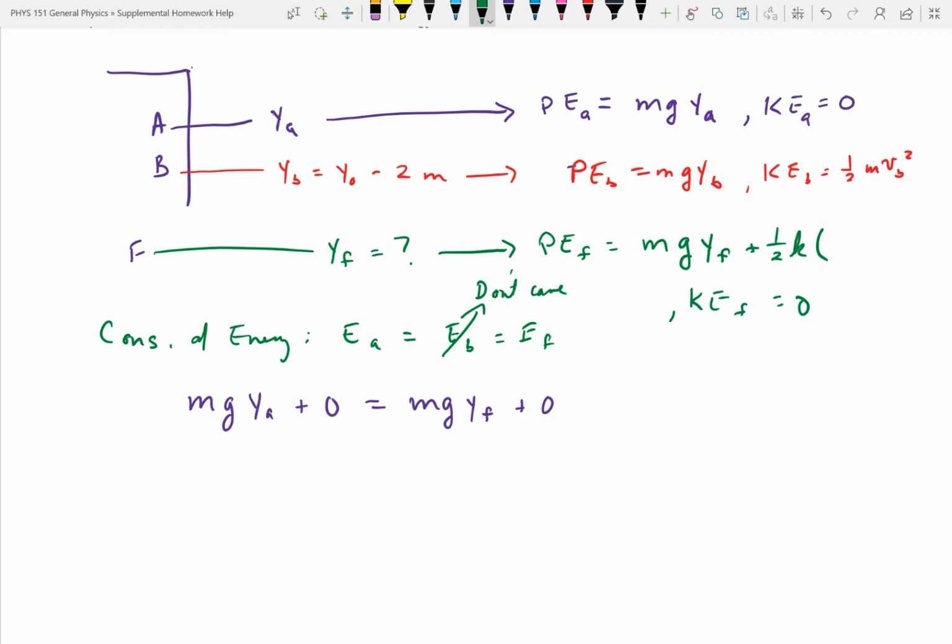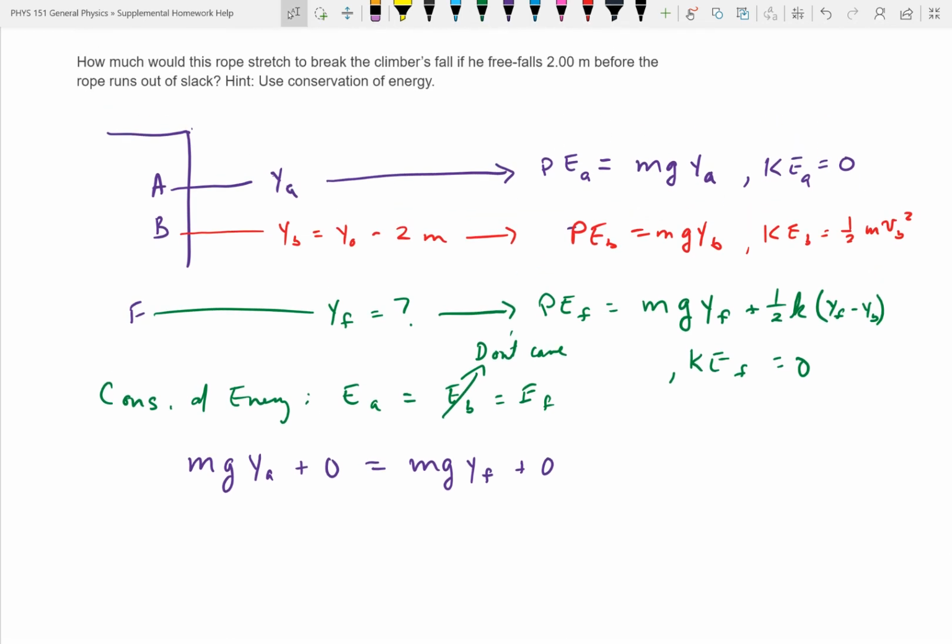So how much is the bungee cord stretched? It has stretched y final minus yb. Right, because at yb, it was unstretched, but it was taut. At ya, there was slack in the rope. And so I have, and that's squared. I forgot to write squared.